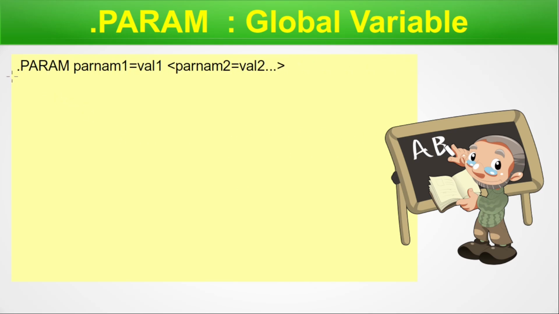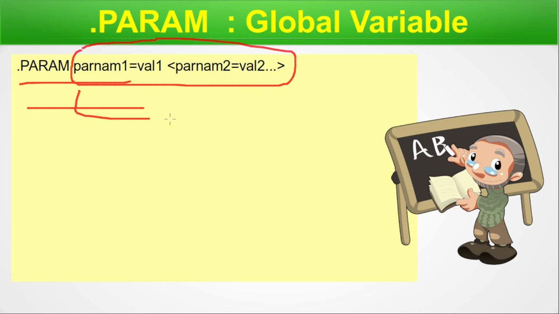First, the syntax is like this: .param, then parameter name 1 and its value 1, then parameter name 2, value 2. All these are space separated. So here we have a space, and again we can give a space and write parameter 3 equal to value 3. This way we can continue and write multiple parameters in a single statement. Sometimes in VLSI we write separate statements, because this parameter could be one category, and another set of parameters can come from another category. So we do the separate categorization by separate .param statements.